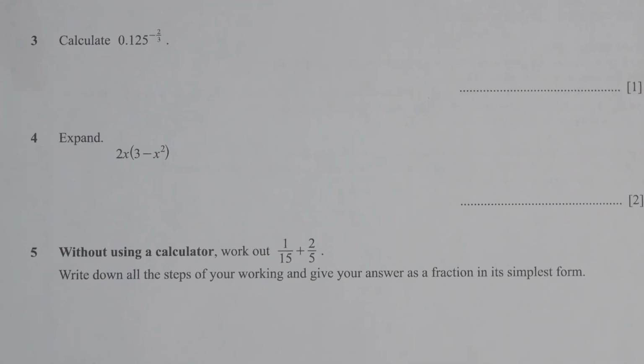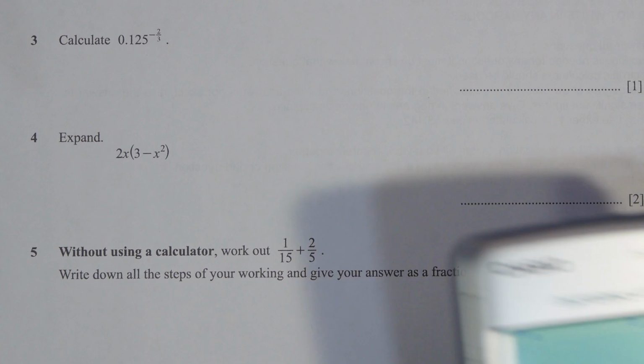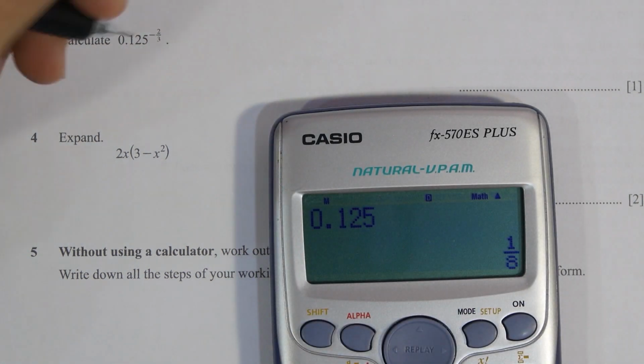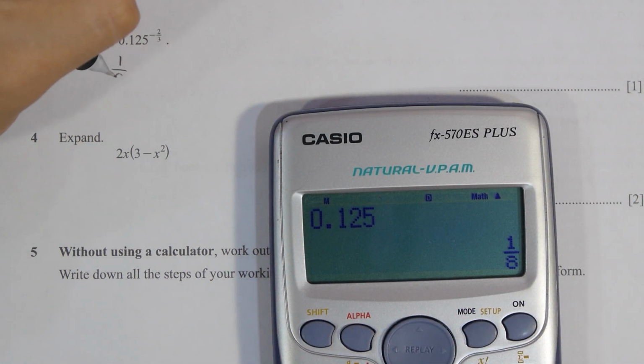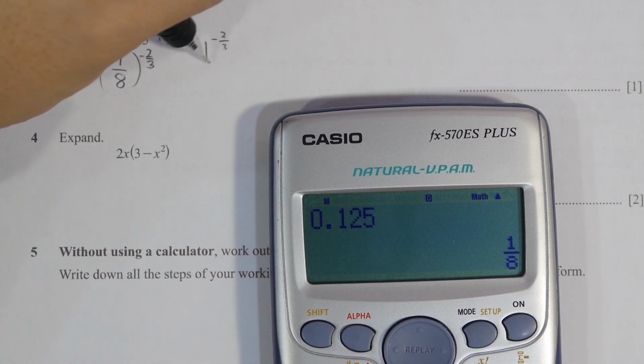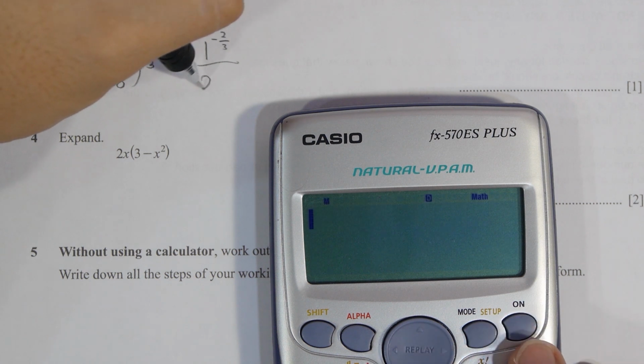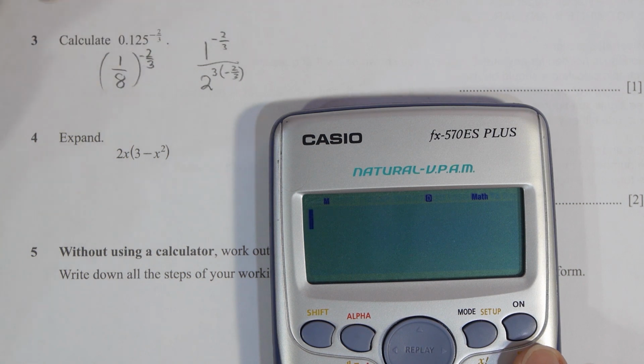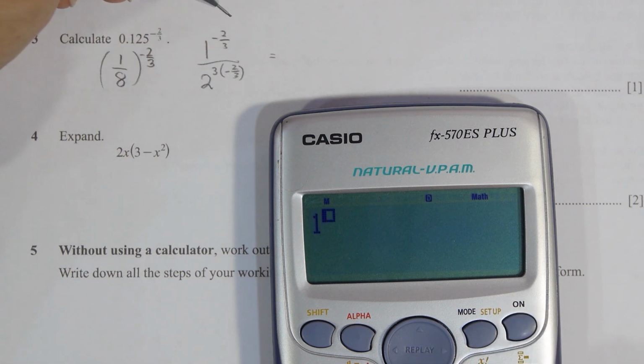Question number 3, I first transformed 0.125 into 1 over 8. So 1 over 8 to the power of negative 2 over 3. So after calculation, I get 1 over 2 to the power of negative 2. So by shifting the 2 up, I get rid of the negative and I square it, the result will be 4.